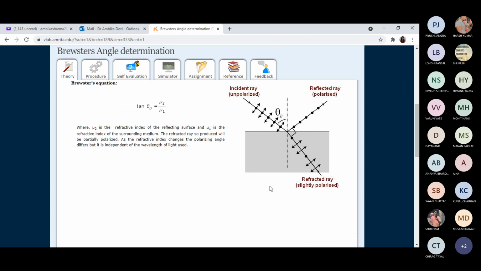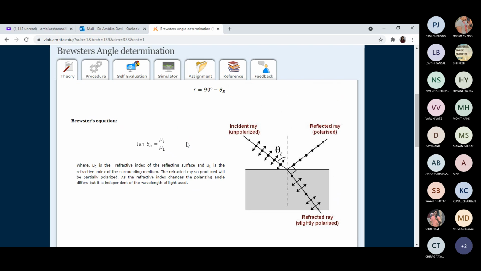However, when this light gets polarized, the vibrations are restricted to only one single direction, which is perpendicular to the direction of propagation. So when this unpolarized light is incident at an angle theta, where theta is the Brewster angle, then a portion of the light is reflected and a portion of the light is refracted, and this reflected and refracted light is polarized in nature.